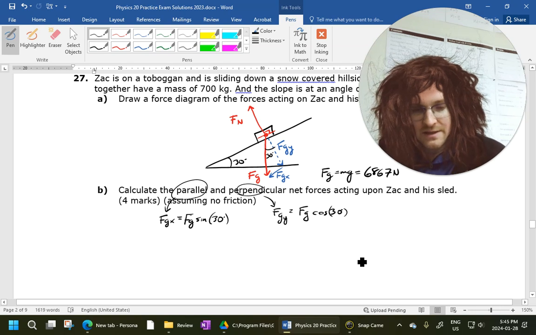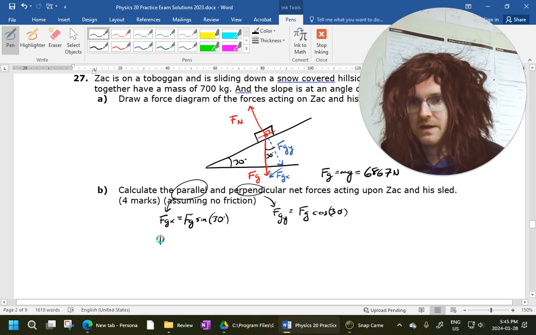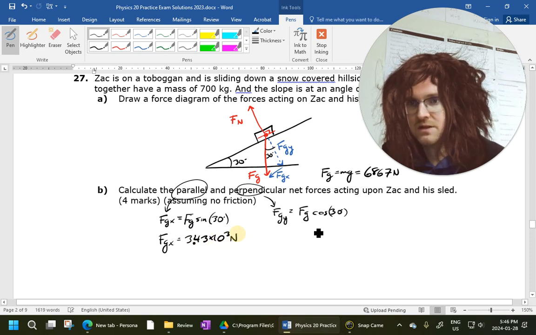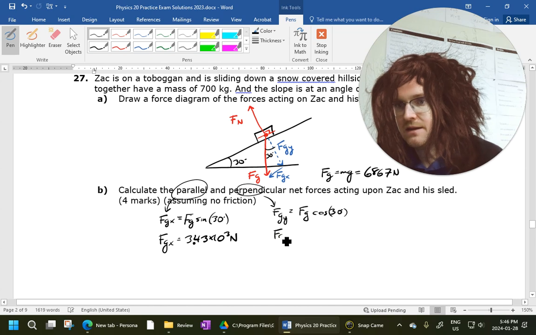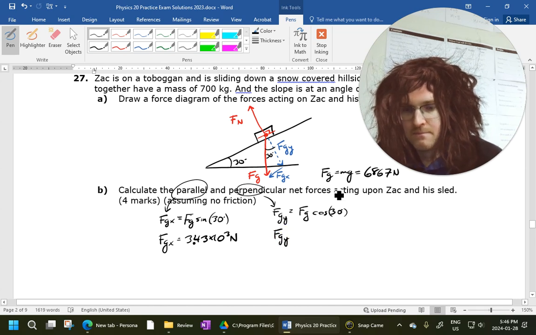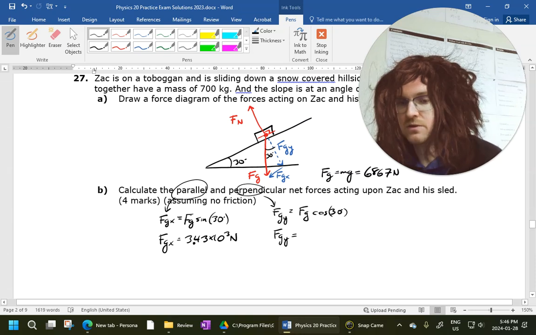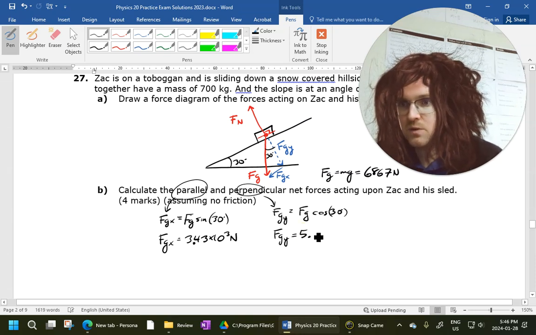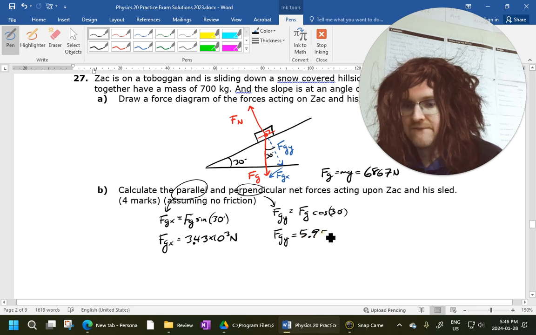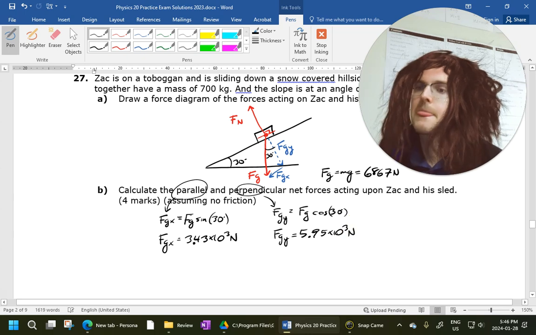Well, sine 30 degrees is a half, so that's pretty easy. So my Fgx here is going to be 3.43 times 10 to the 3 newtons. Then my Fgy is going to be the cos version of this. So times cos 30. So 5.95 times 10 to the 3 newtons.